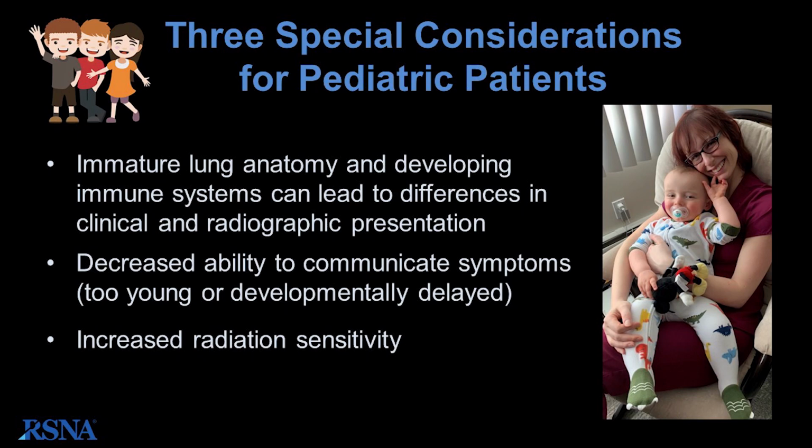Okay, so talking about pediatric patients, first off, they have immature lung anatomy and their immune systems are still developing. This means that they may have different clinical and radiographic appearances compared to what we see in adult patients. Second, pediatric patients often have a decreased ability to communicate symptoms, especially in those who are too young to talk or who have developmental delays. Finally, pediatric patients have an increased radiation sensitivity compared with adults, and so this needs to be taken into consideration when making decisions about imaging exams.